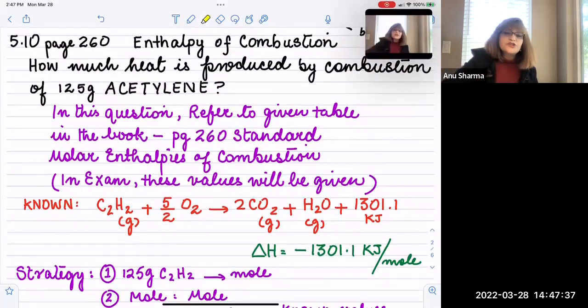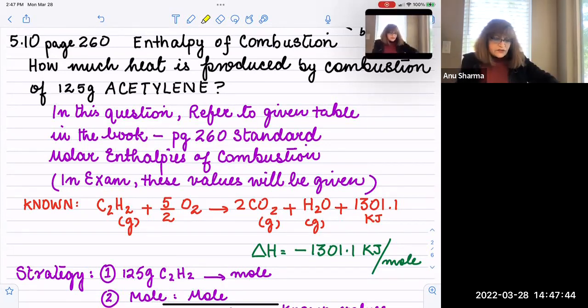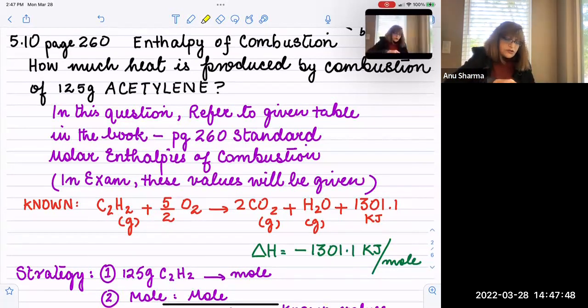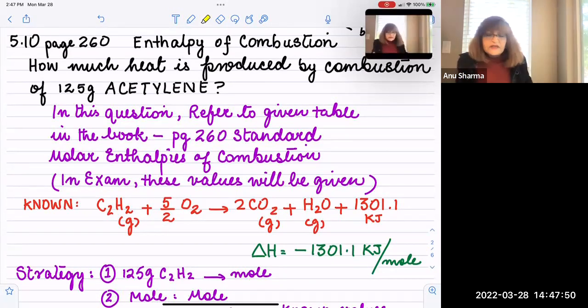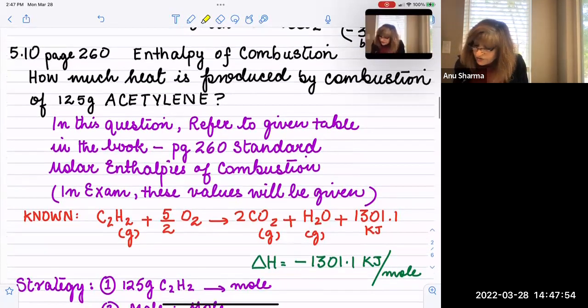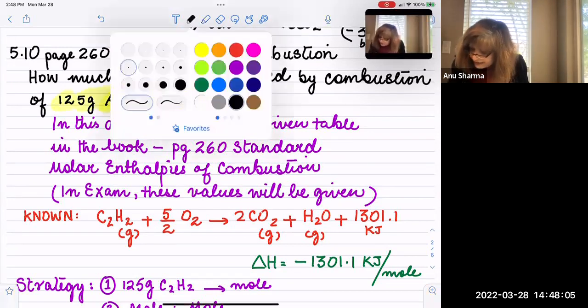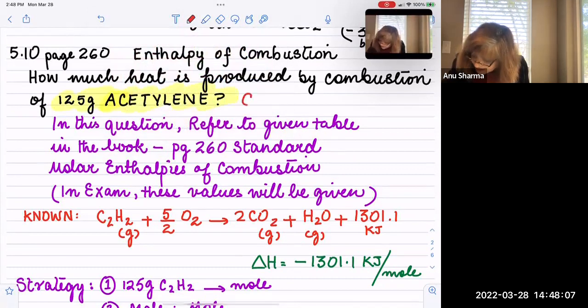Now what is combustion? Combustion is a reaction in which the reactants, generally organic compounds, react with oxygen, are burnt, and give carbon dioxide and water, and a massive amount of heat is released. So in this case, for the enthalpy of combustion: how much heat is produced by the combustion of acetylene? The formula for acetylene is C2H2.